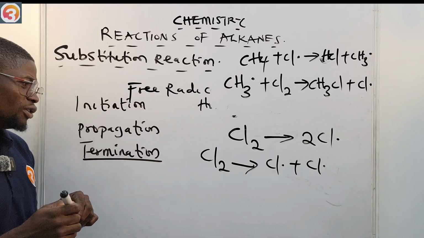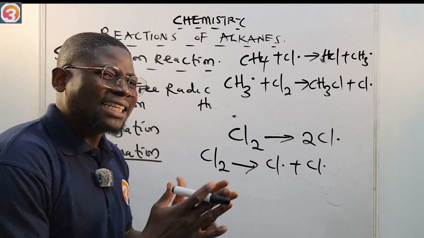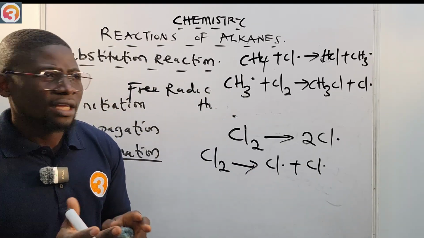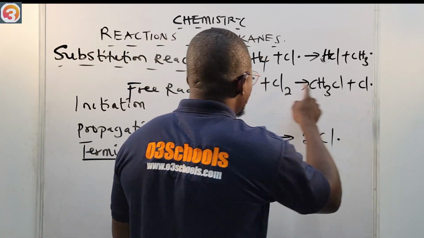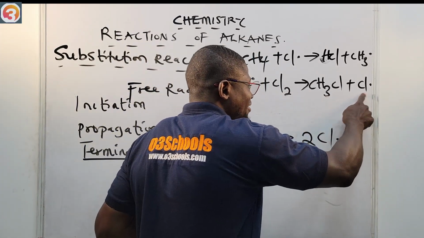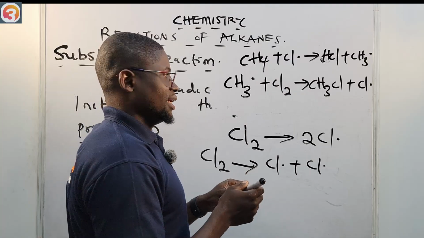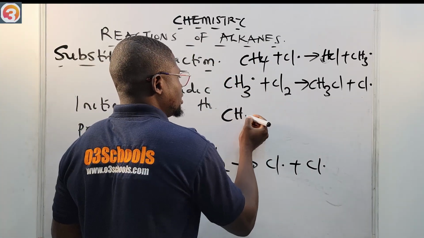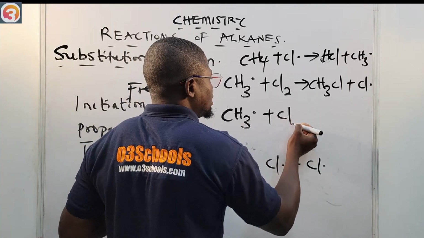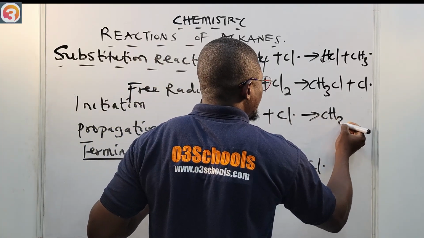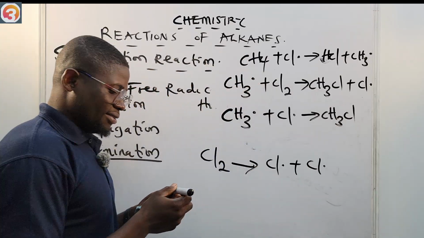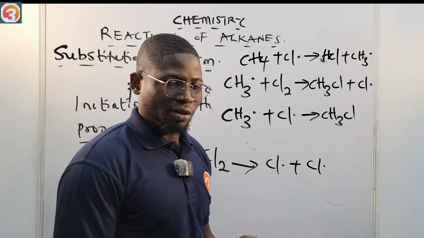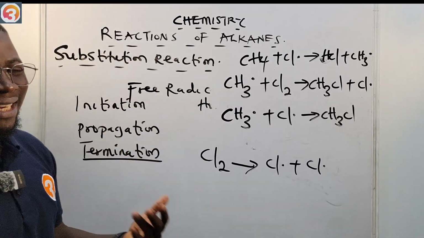In this termination stage, 2 radicals that have unpaired electrons collide, and when they collide, we do not form radicals again. So that means this CH3 radical can react with this Cl radical to now give us CH3Cl. So that is the termination stage. I'm going to have CH3 radical plus Cl radical to give us CH3Cl. It's no longer a radical, because the 2 radicals that have unpaired electrons have collided, so we no longer have a radical. So this is what will happen. This is the mechanism.